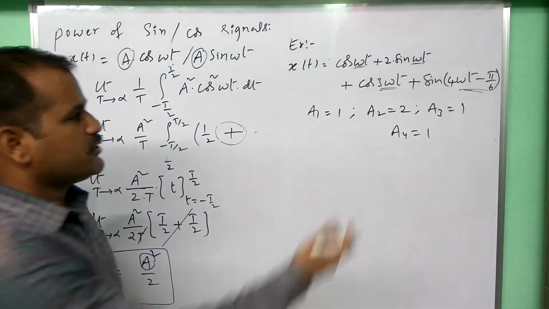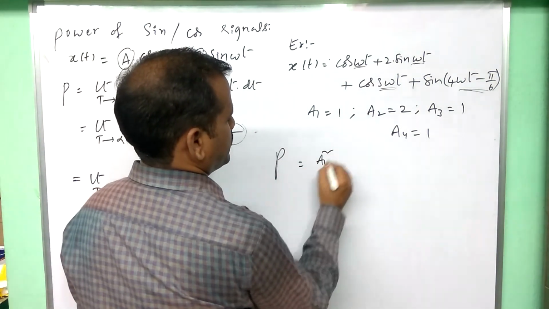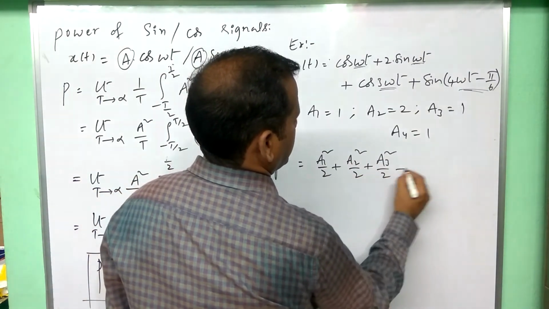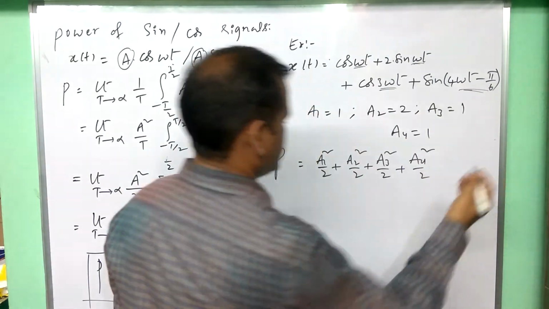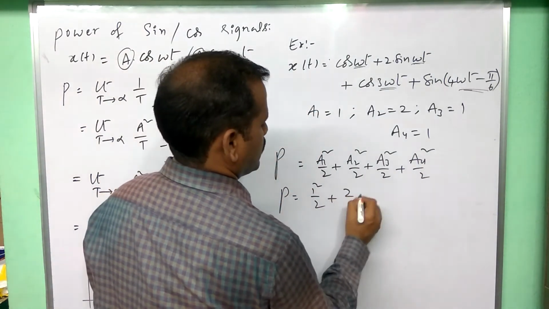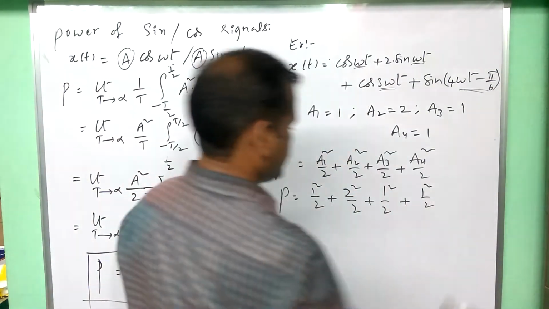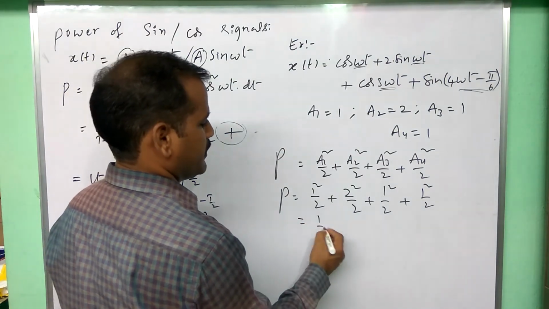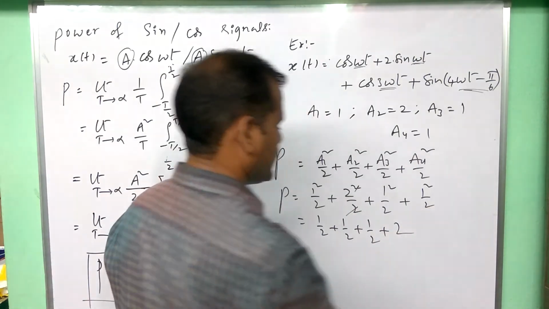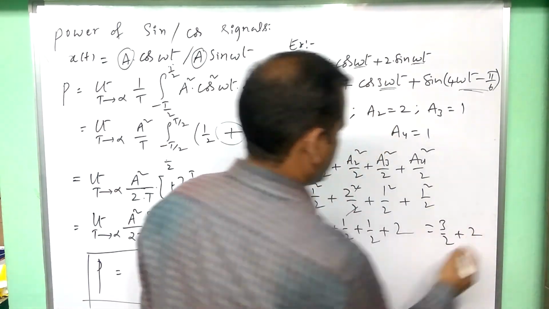Right. So the total power of this signal x of t is simply amplitude square divided by 2: A1 square by 2, A2 square by 2, A3 square by 2, A4 square by 2, and so on. So the power is simply 1 square by 2, 2 square by 2, 1 square by 2, 1 square by 2. We can easily simplify. This is 1 by 2, 1 by 2, 1 by 2, and finally 2. 3 by 2 plus 2, 7 by 2.